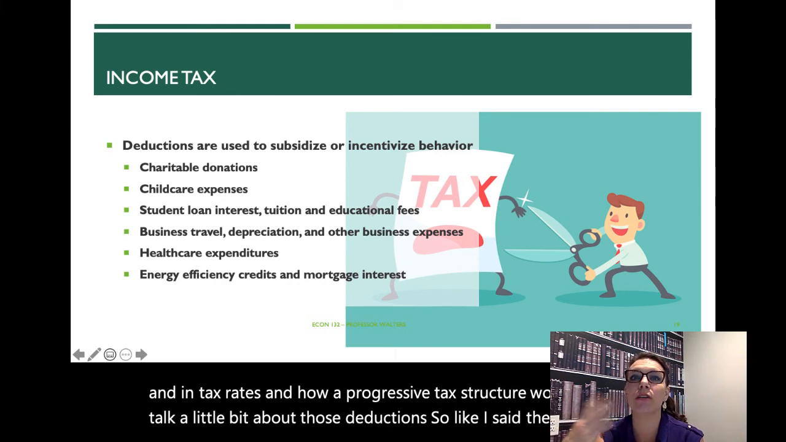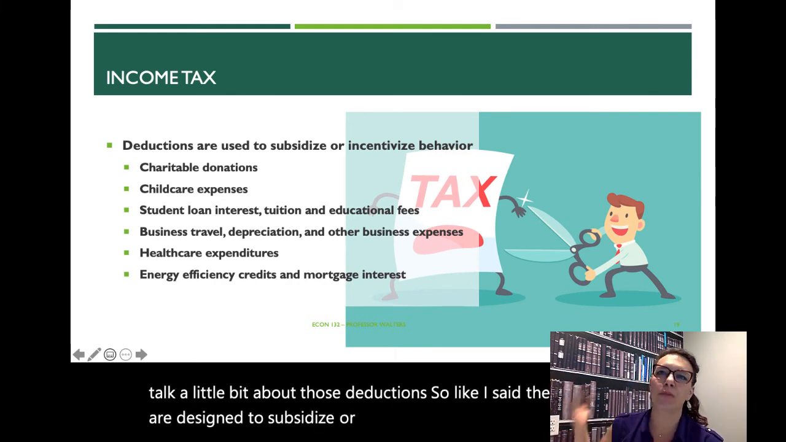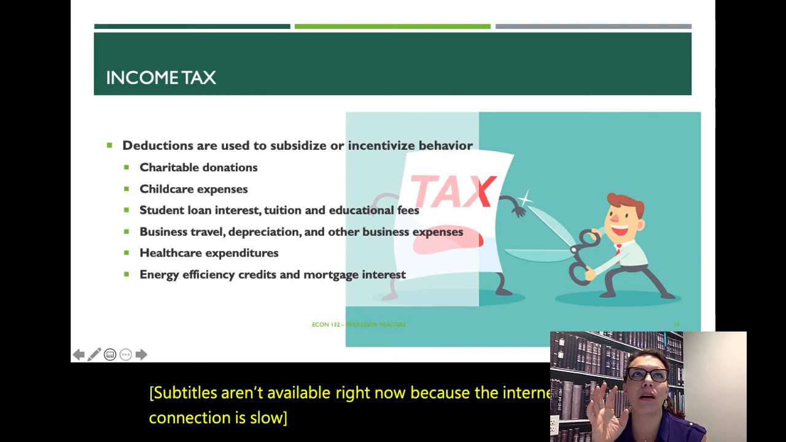Healthcare expenditures, another public good, another positive externality. If you take care of your health, it puts less burden on the system. And then there are also energy efficiency credits and mortgage interest. That's one of the ways that our state and local governments and our federal government subsidize home ownership. It's one of the great big home ownership subsidies that we see in the United States. So that's another massive deduction.